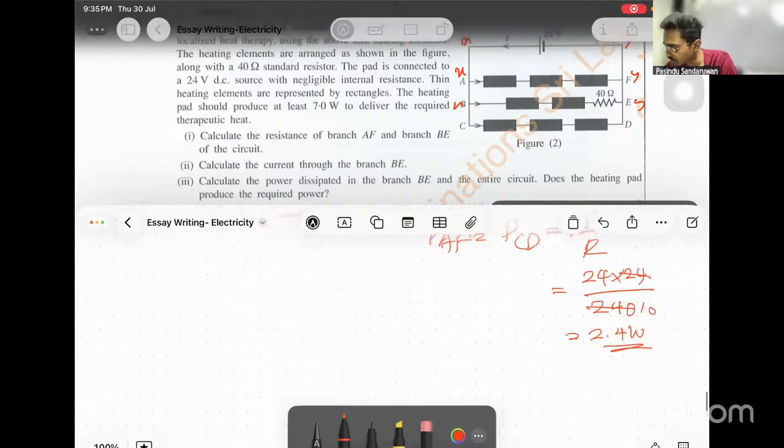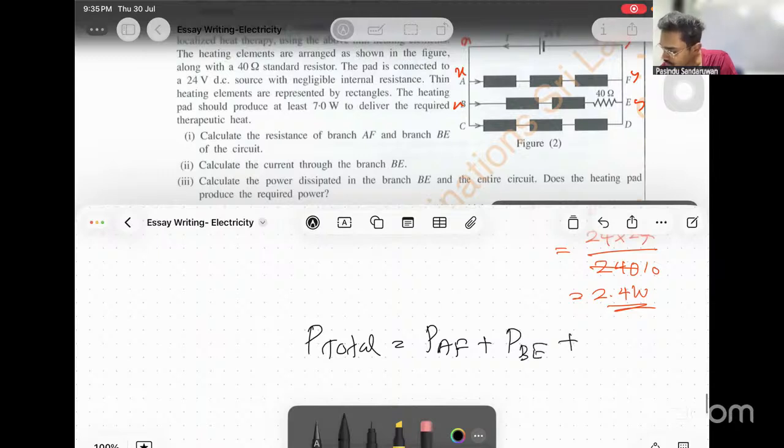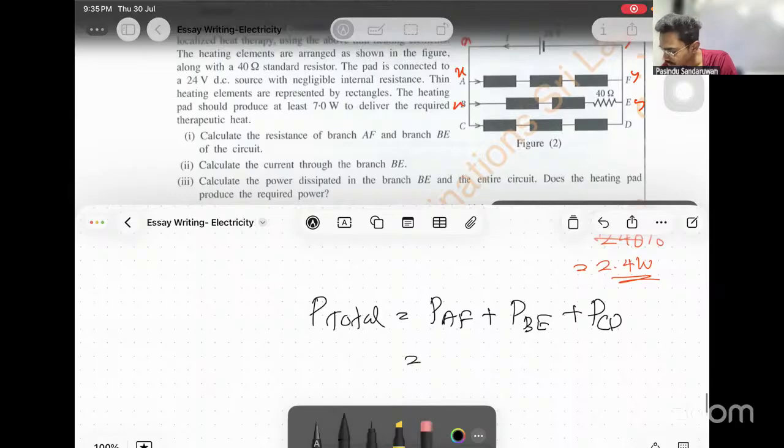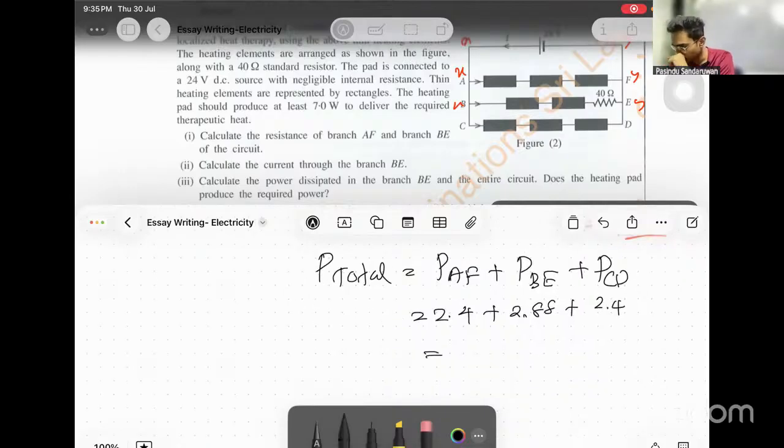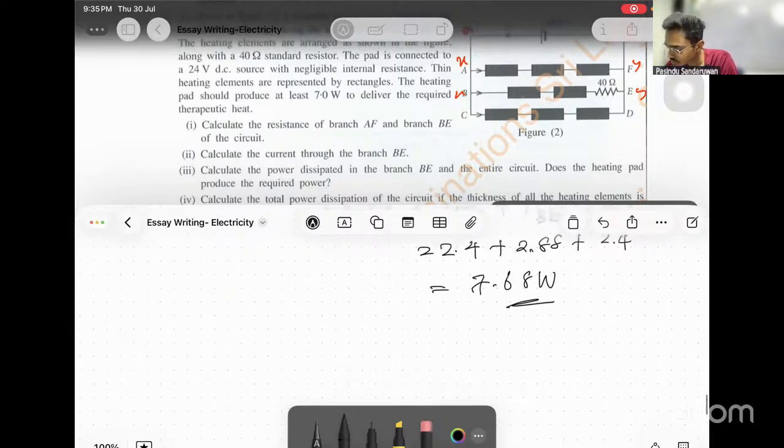Then total power is the power of the AF branch plus the BE branch plus the CD branch. AF is 2.4, BE was 2.88, and CD is also 2.4. 2.4 plus 2.4 is 4.8, and adding 2.88 gives 7.68 watts. Now it's asking whether it can produce the required power. The required power was 7 watts, so write this as your final answer.